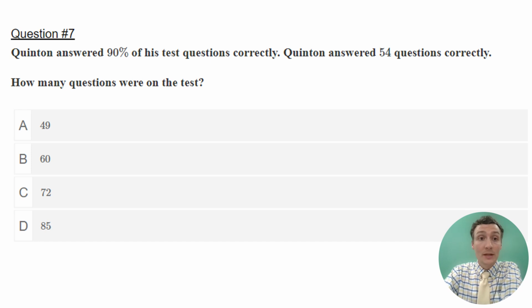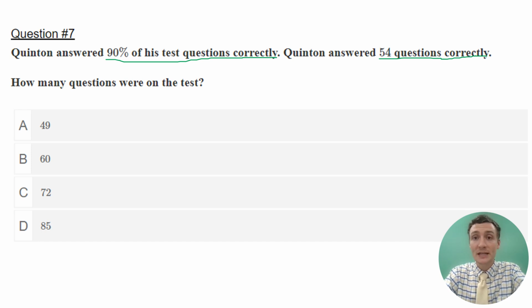Now, 90% is not 100%. That is still a part. 90% of his questions were answered correctly. 54 questions were answered correctly. So are these part of the same thing? Are these both part, or is this 54 representing the whole test? Well, since it represents the questions answered correctly, and that is our part percent, we know those are connected.